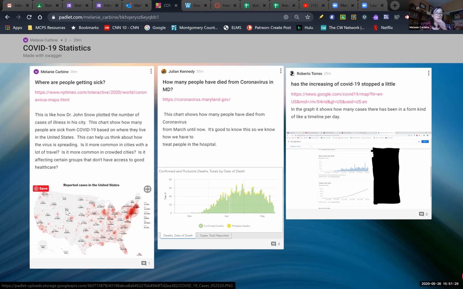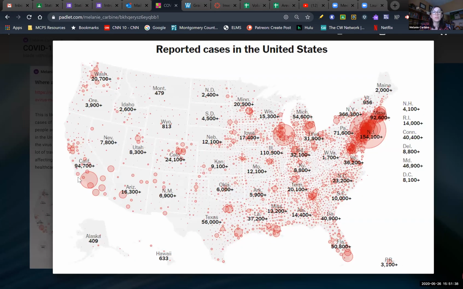I just want to point out on this map, you have to be careful because they are showing total numbers, but you have to also keep in mind that 94,000 in California may not be as big of a percentage of the population as, say, 37,000 in Louisiana, or 5,000 in Arkansas isn't as big of a number.